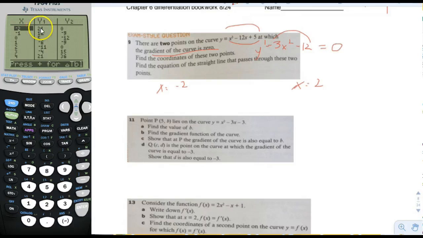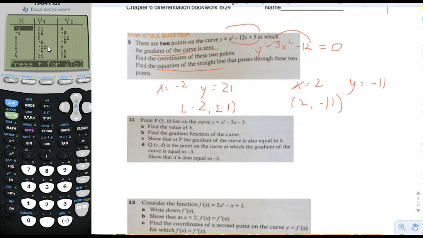So then we want to find the y value on the original function. The y value of the original function at x equals -2 is y equals 21. And for x equals 2, the y value is -11. Okay, so the 2 points are (-2, 21) and (2, -11). Then the last thing it says is to find the equation of a straight line that passes through these 2 points.